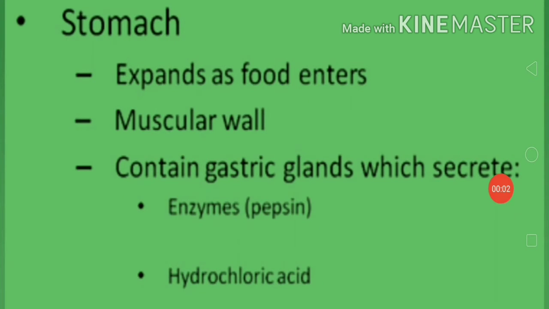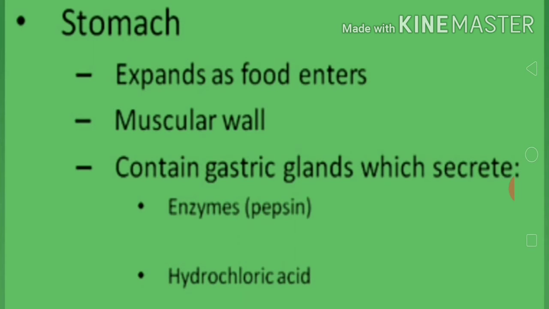So our next topic is stomach. Stomach is a very essential organ of our digestive system or alimentary canal. Whenever we eat food, our stomach expands as food enters the stomach. And why does it expand? Because it consists of a muscular wall.